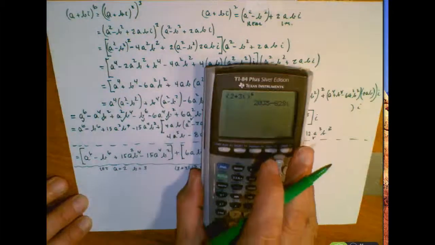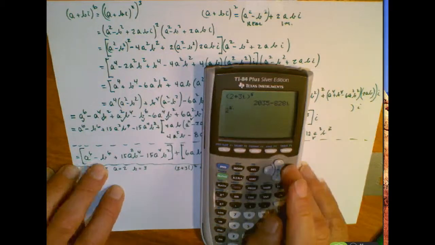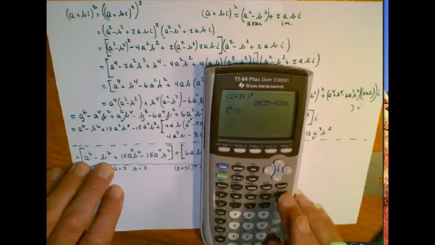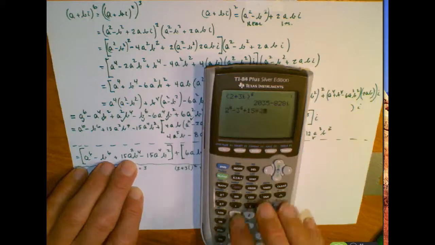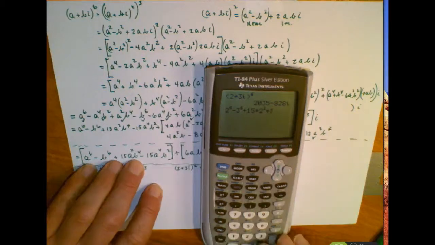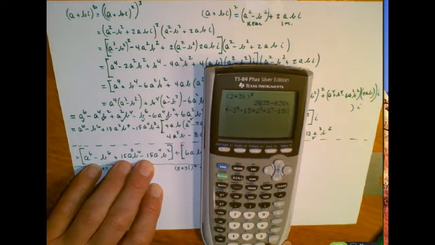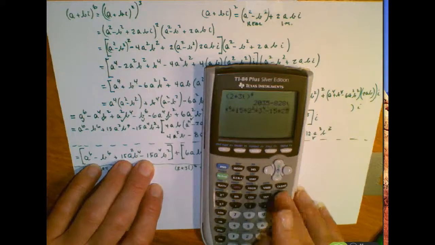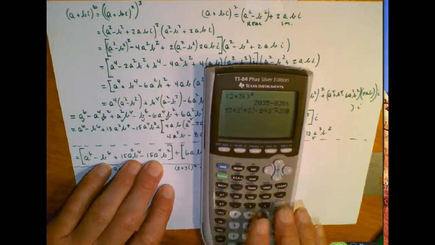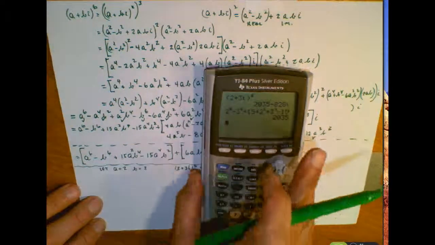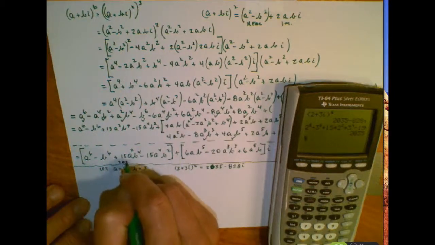We'll do it in the calculator step by step here. So I'm going to now put 2 raised to the 6th power minus 3 raised to the 6th power plus 15 times 2 squared times 3 to the 4th power minus 15 times 2 raised to the 4th power times 3 squared, and we hit enter and we get 2035. So this checks here. So this is 2035.